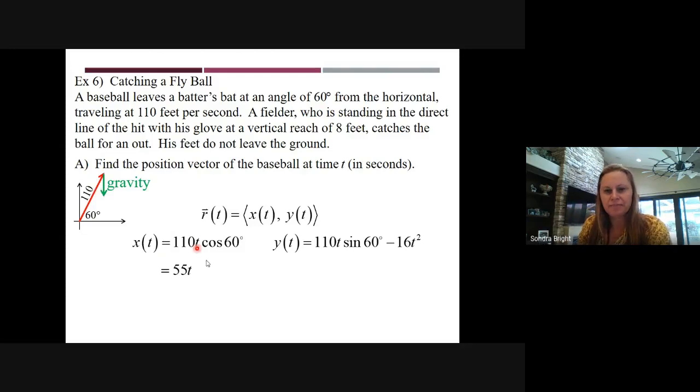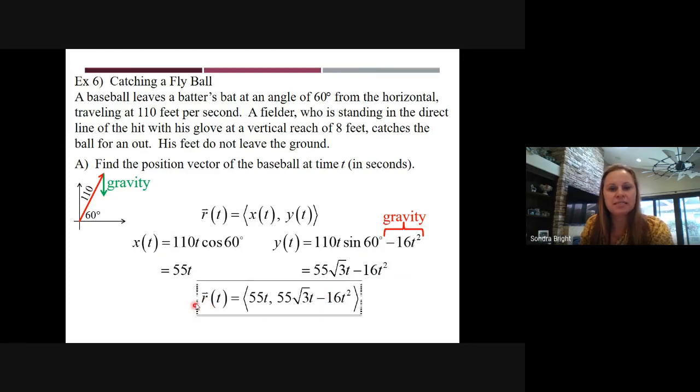A parabola shape, right? So you'll do 110 times t times sine of 60 degrees, but then you're going to subtract for gravity, you're going to subtract 16t squared. Like I said, if you've done any physics, that should look familiar to you. If you have not, you're just going to memorize the fact that gravity is minus 16t squared. All right, so sine of 60 degrees is root 3 over 2 times the 110 gives me 55 root 3 times t, and then minus 16t squared. Putting those together, your position vector is given by 55t, comma 55 root 3 t minus 16t squared.